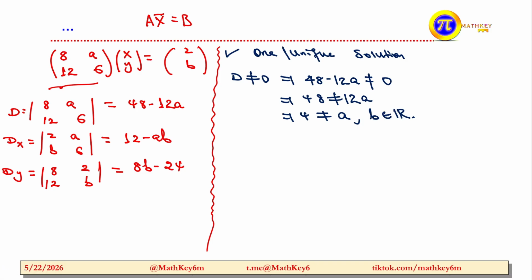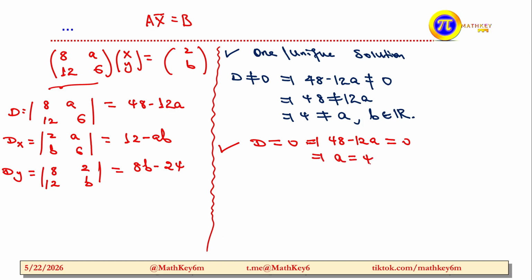When we come to the second case, that means no solution, in case of no solution, the determinant of the coefficient matrix is equal to 0, and the other values with respect to Dx or Dy are different from 0. What does it imply? This shows that the determinant D, 48 minus 12a, is equal to 0. What is the value of a? As we did before, a is equal to 4.